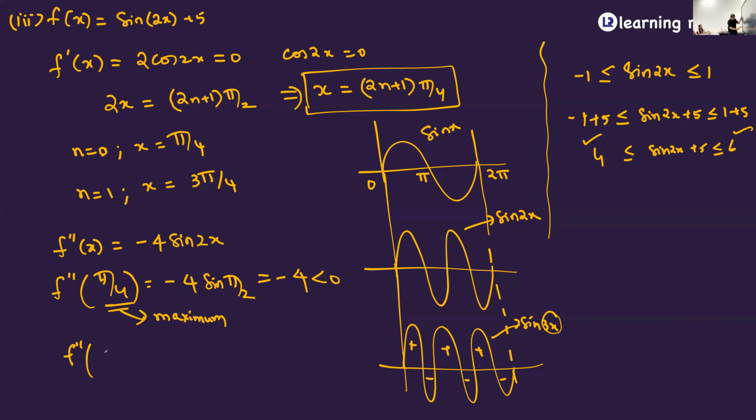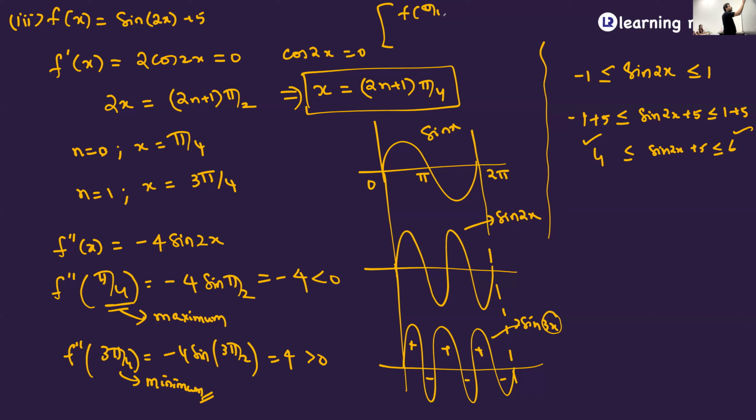And f double dash of 3 pi by 4 is minus 4 into sine of 3 pi by 2, and the answer will be plus 4. So this will be greater than 0. So at 3 pi by 4, it is a point of minimum. Since you got x is equal to pi by 4 to be the point of maximum and x is equal to 3 pi by 4 to be the point of minimum, take these values and substitute them into the function.